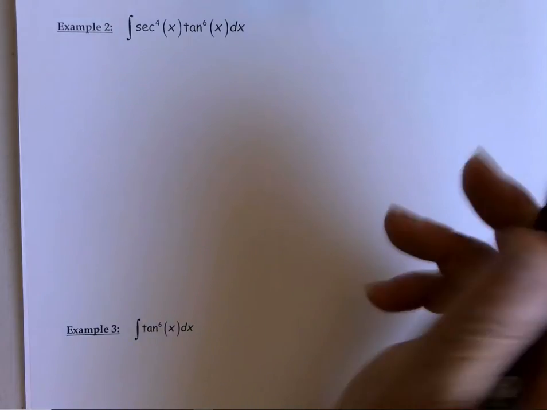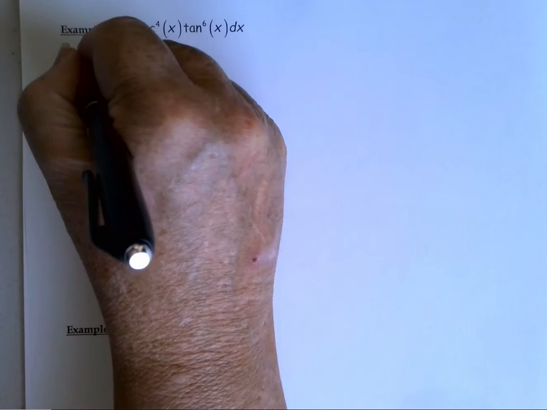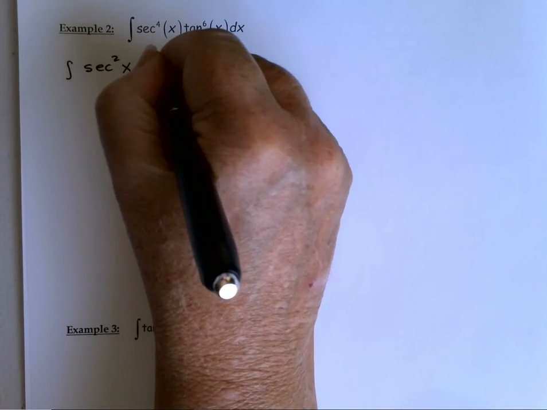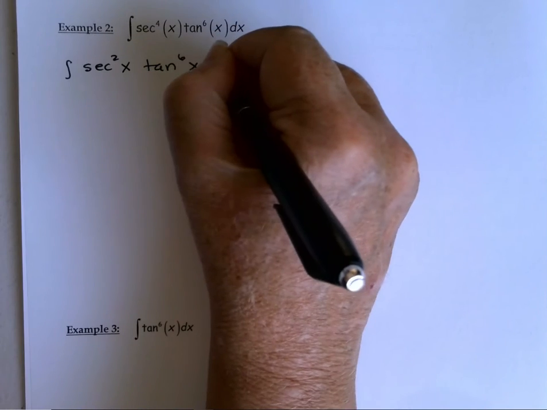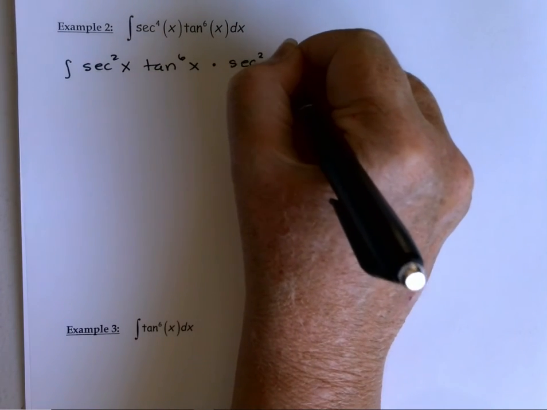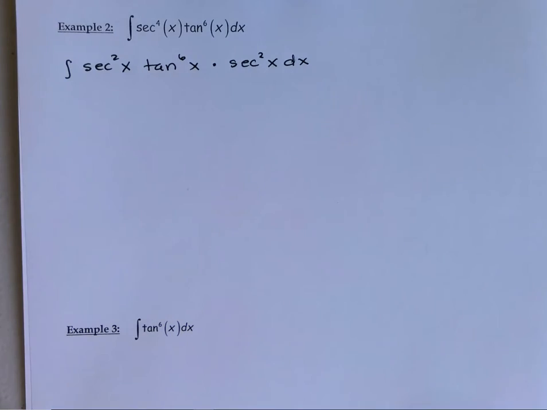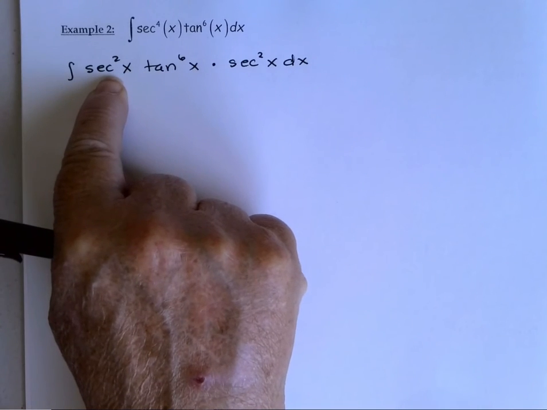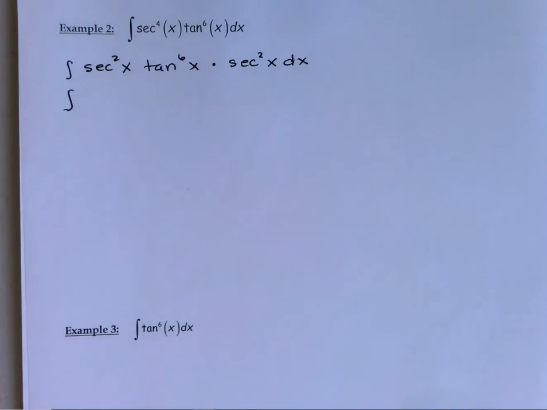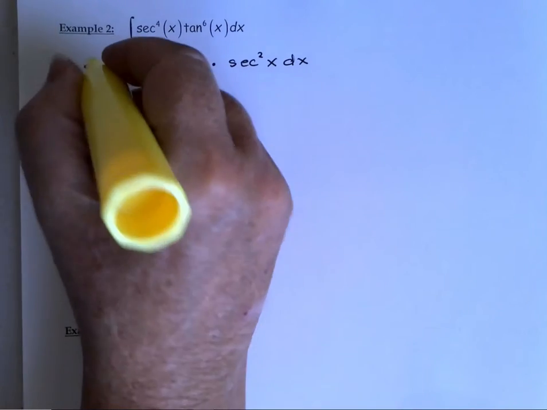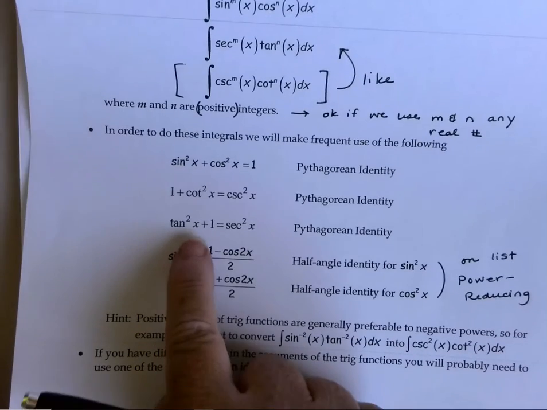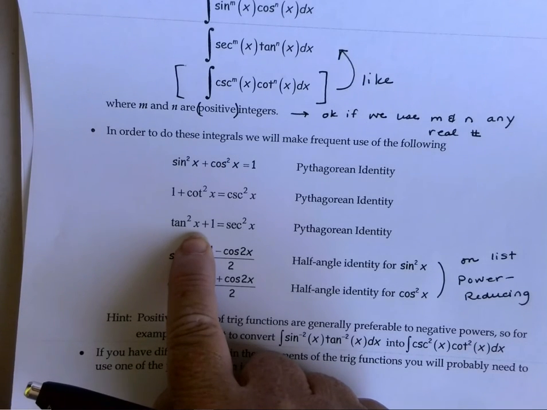So we'll do exactly that. We'll split off a secant squared. Actually, yeah, that'll leave a secant squared there. Tangent to the 6th of x. And here's that extra secant squared x dx that I'm saving. We want to write everything in terms of tangent this time. So this is okay, but I need to change that one. So let's see, what have I got? Secant squared is tangent squared plus 1.